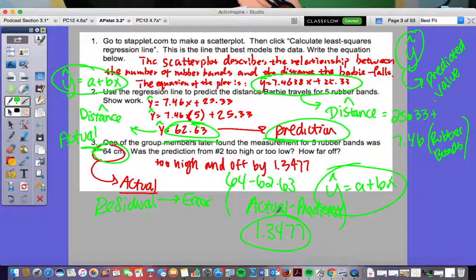If our predicted was higher than our actual, you would have a negative number. That's possible, okay? So we were 1.3477 above what my actual was. Got me? Or actually, it would be below that, okay? All right, so this actual minus predicted, there's an error that's there, okay?